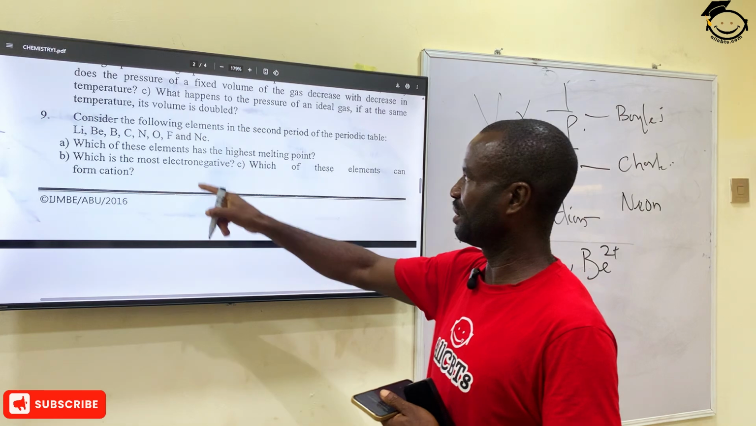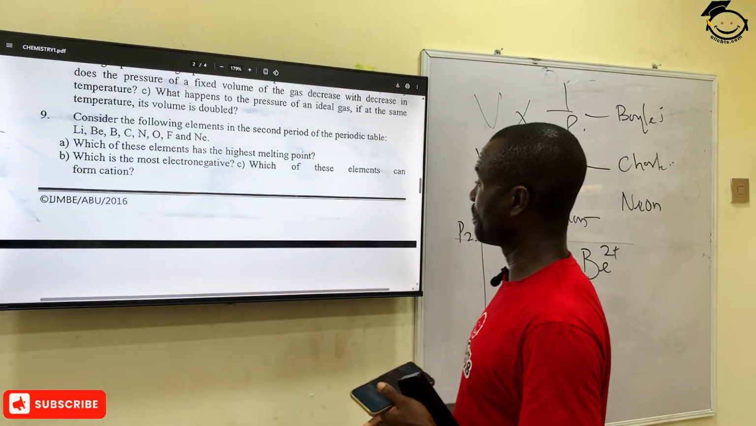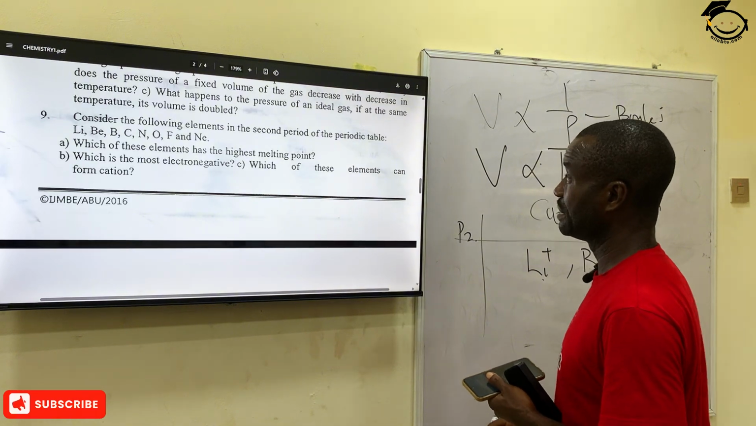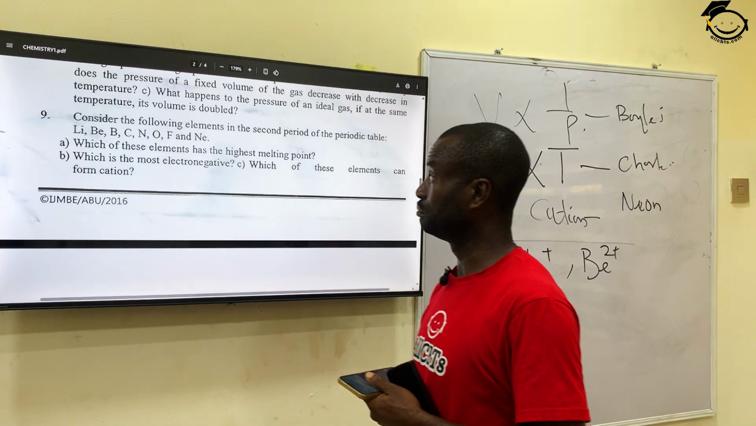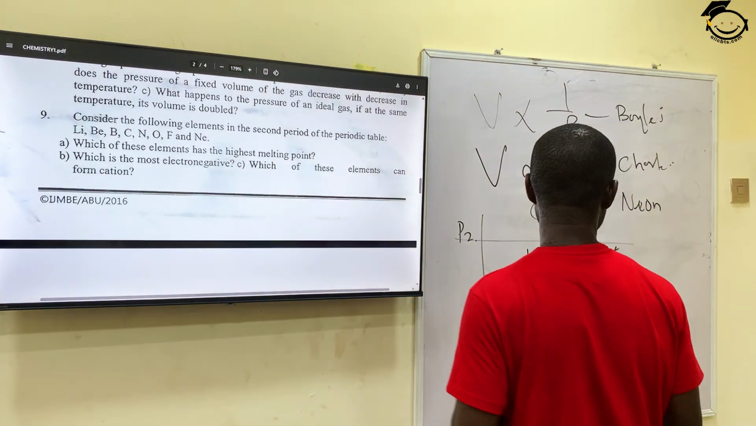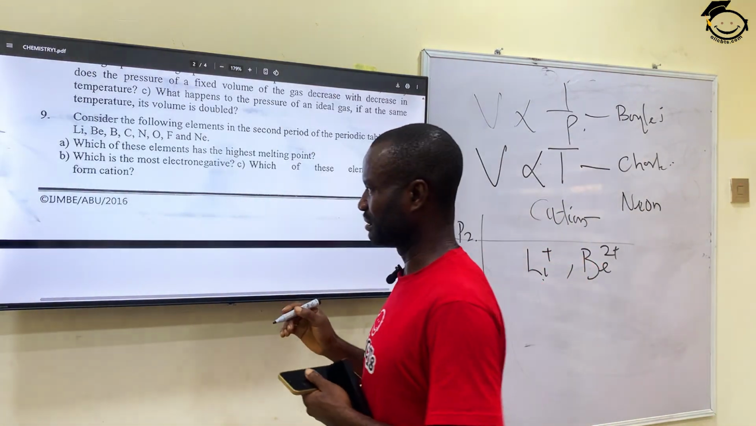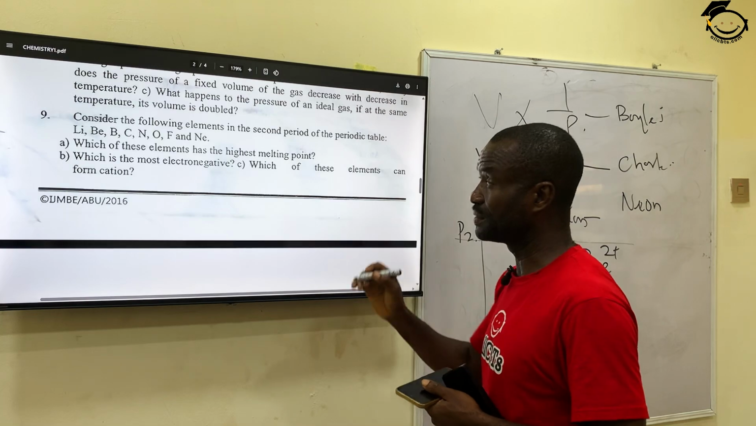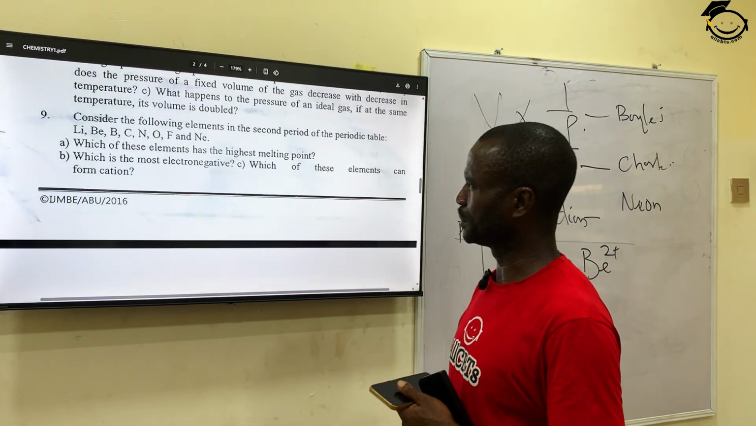Unlike fluorine, oxygen, and nitrogen, which combine covalently to form molecules, neon will exist as a monoatomic at room temperature because it has a completely filled outermost shell. So it's going to be a monoatomic element at room temperature.